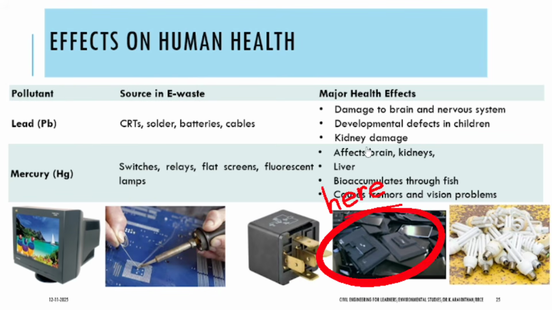Now next thing is LED. These kinds of TVs, we are throwing them out. These TV screens have some mercury. It can affect your organs. Then there are fluorescent bulbs. How does mercury affect humans? It affects the brain, kidney, liver, and bioaccumulates. I told you that mercury will bioaccumulate in aquatic living beings through fishes and can cause vision-related problems.